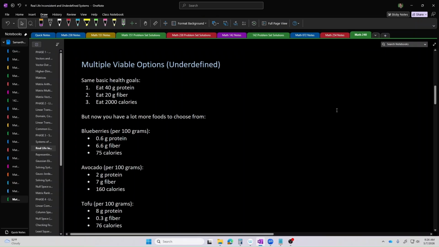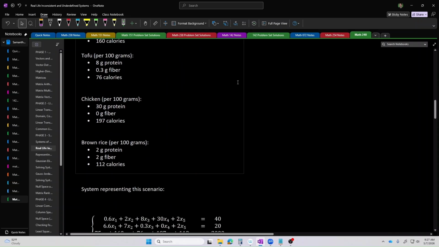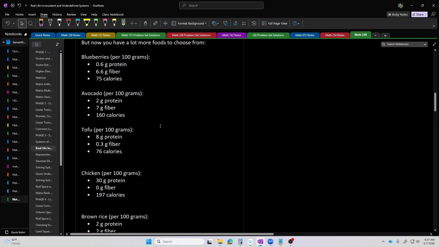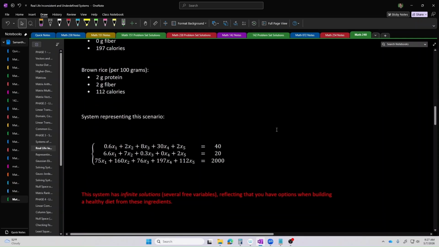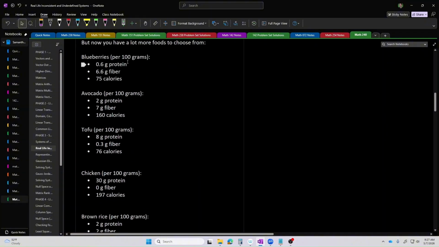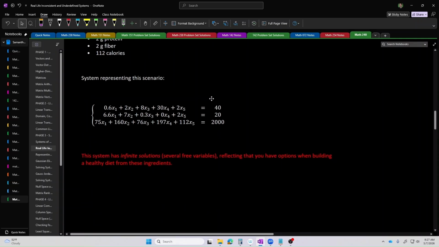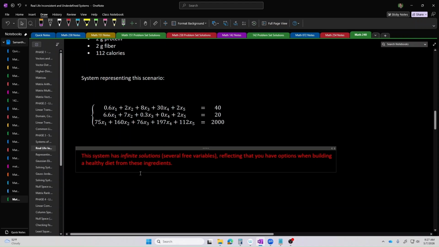Imagine that you're trying to eat healthy, but you give yourself just a few more foods to choose from to build a healthy diet. For example, maybe you allow yourself to eat some combination of blueberries, avocado, tofu, chicken, and brown rice. Based on the nutritional information for these foods per 100 grams, if I let the variables x1 through x5 represent the number of servings of these foods that I consume in a day, then my goals for protein, for fiber, and for calories can be represented by this system.